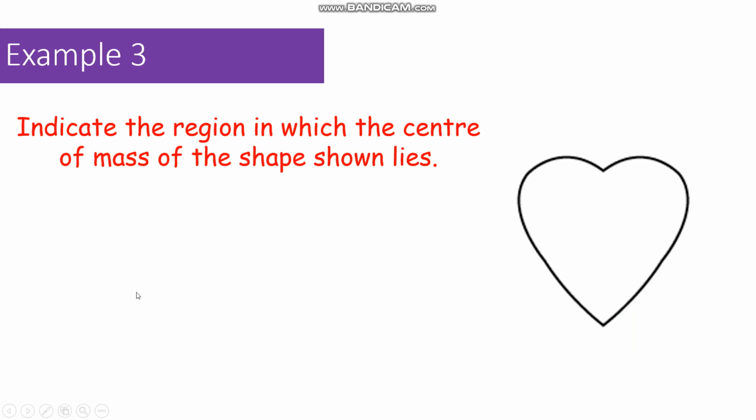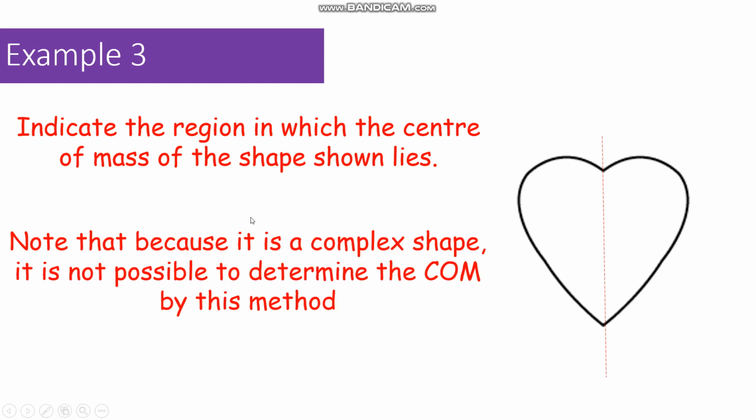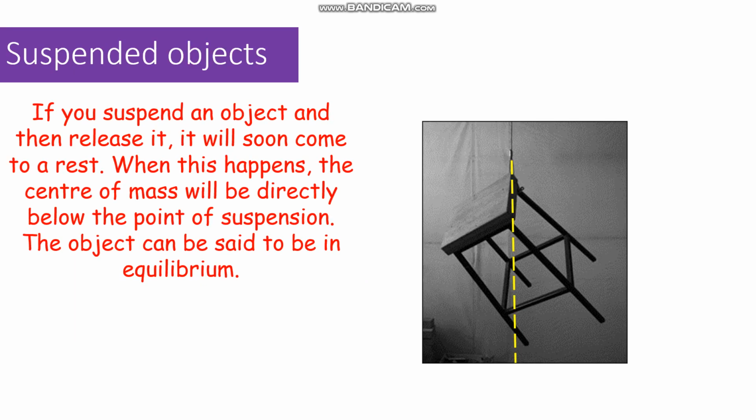Example 3, we do start to have problems here, because yes, we can draw in a line of symmetry like so, and we know that the COM, the centre of mass, is somewhere along there, but there is no obvious second line of symmetry there. So for more complex shapes, we can't actually determine the COM by this method.